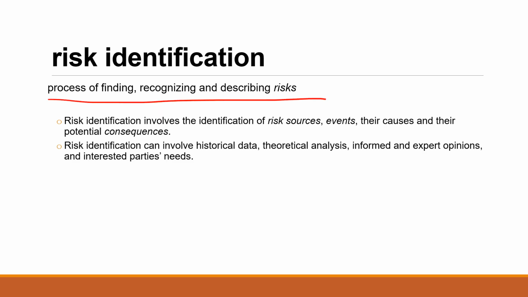Within that we have the risk identification. It is the process of finding, recognizing, and describing risk. Risk identification involves the identification of risk sources, what the events are, their causes, and their potential consequences. There you can look at historical data, expert opinion, and interested party needs. So you identify the risk. And what is the risk? Something that can go wrong, the effect of uncertainty on objectives, the combination of likelihood and consequence. There are different ways you can explain it.